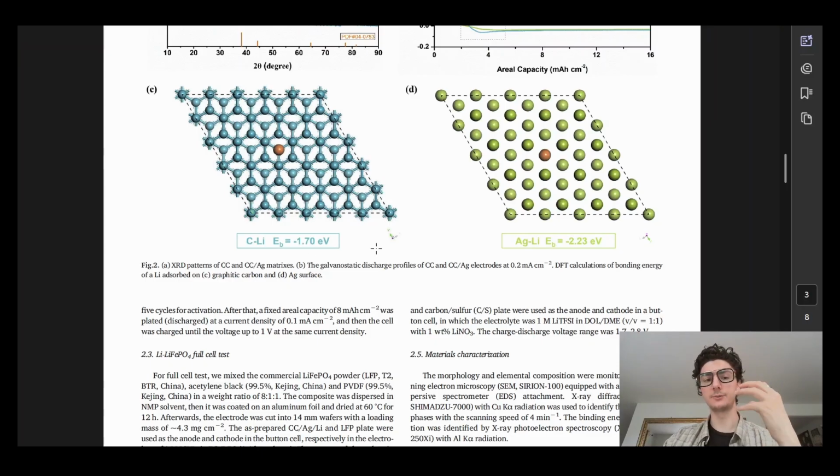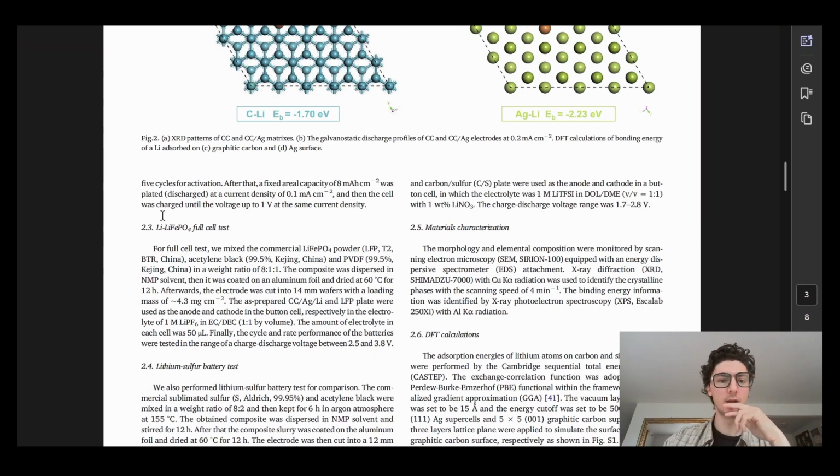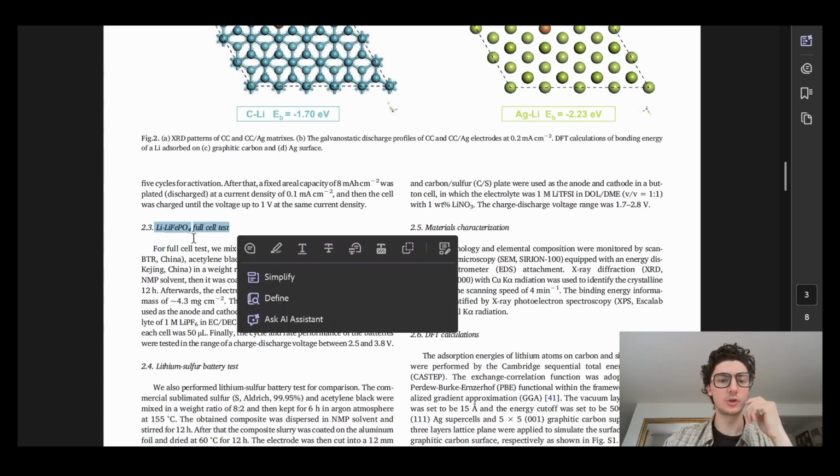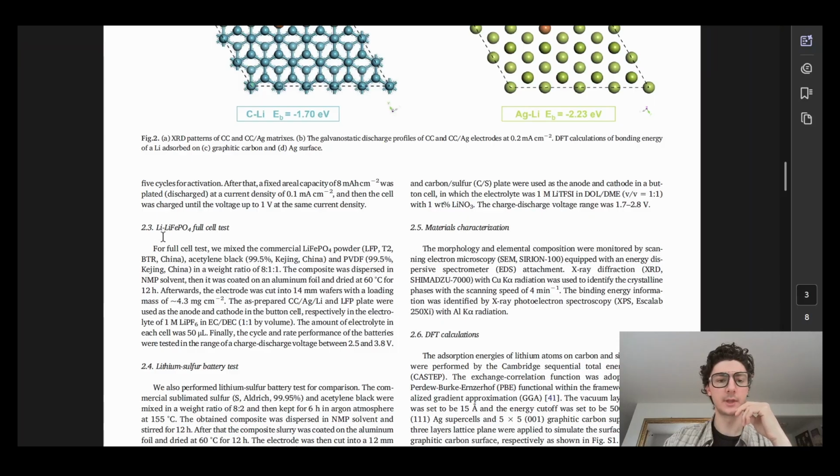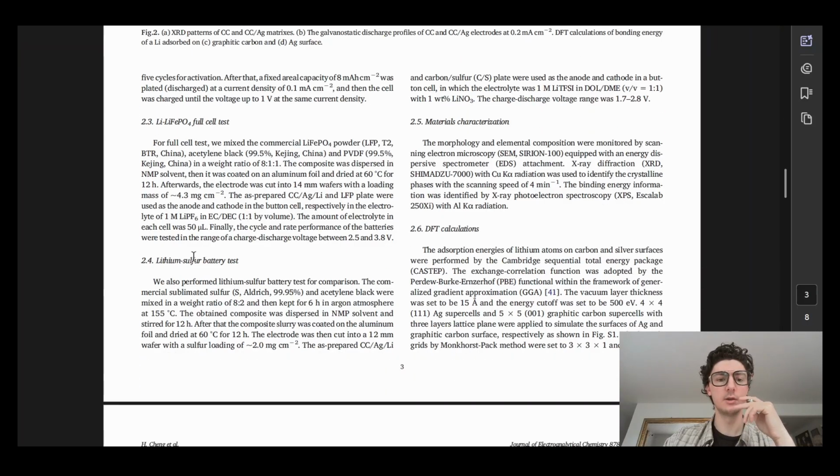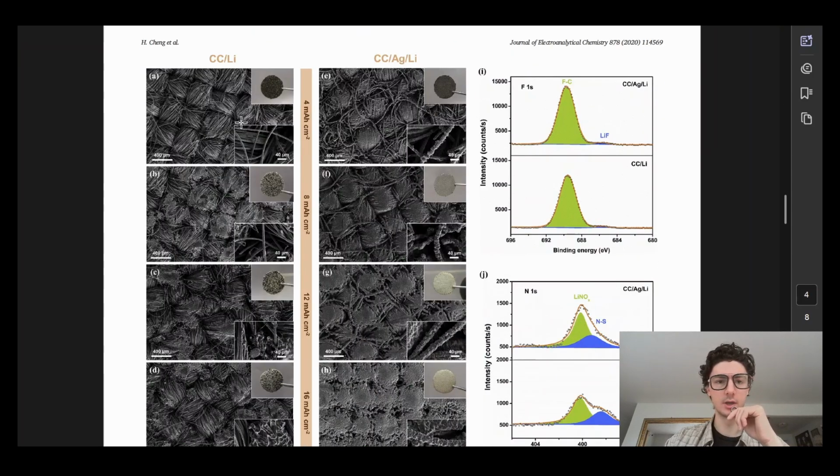So what that's telling you is if you have some carbon over here and some silver over here, and you rain down lithium ions, the lithium ions are going to get pulled more to the silver because they're more attracted to it because of the energy at play here. So that's pretty interesting. Here they developed the full cell lithium with this lithium iron phosphate. They also developed the lithium sulfur battery, and then they do material characterization, DFT calculations.